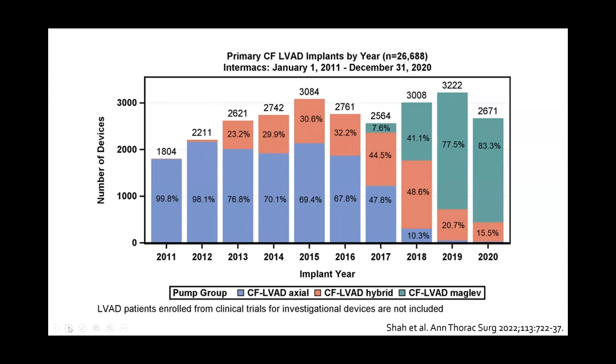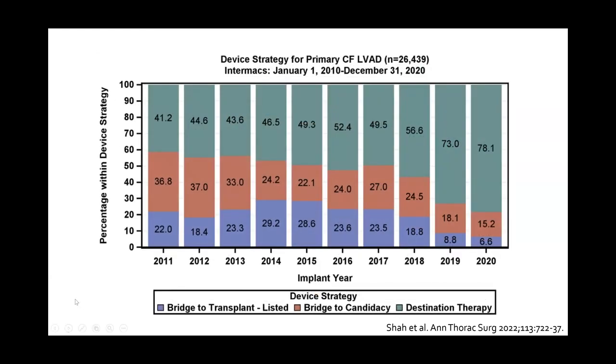They're reasonably common. And when you look at why these devices are being put in, the green bars here represent destination therapy. About 80% of the patients being implanted with these devices are getting them as their long-term therapy. This is their alternative to heart transplantation. They live for many years, sometimes up to 10 years with these devices.